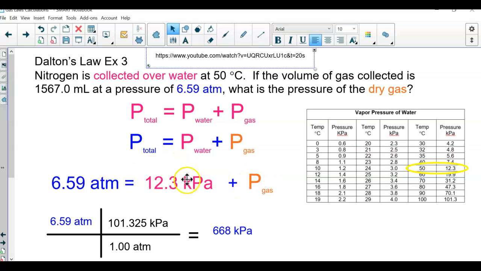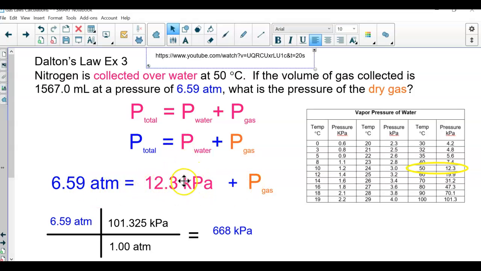Now, where does this 12.3 kPa come from? Well, the pressure of water must come from the vapor pressure table. So I'm going to look at the temperature, because if you notice, the vapor pressure table comes in temperatures and pressures in kPa. So I have all kinds of temperatures, and then they correspond to the right, slide to the right for the kPa. So I know that the water is collected at 50 degrees Celsius. So I go to 50 degrees Celsius, I slide over, and I see it's 12.3 pressures. What kind of pressure? 12.3 kPa. So I plugged in 12.3 kPa for water, and then I'm going to solve it.